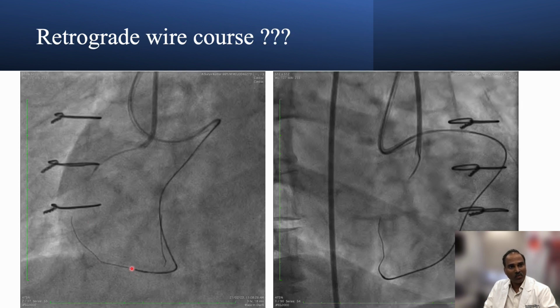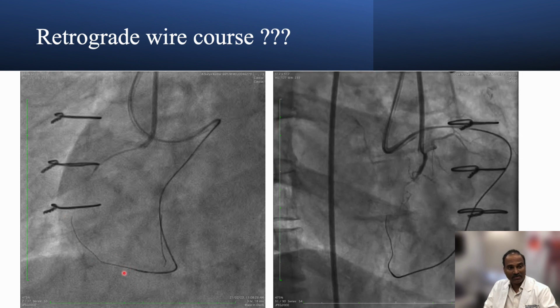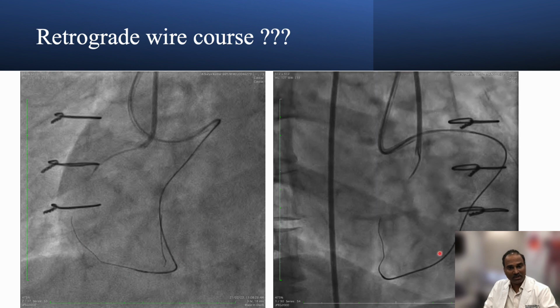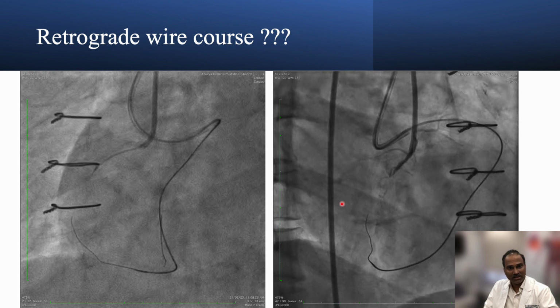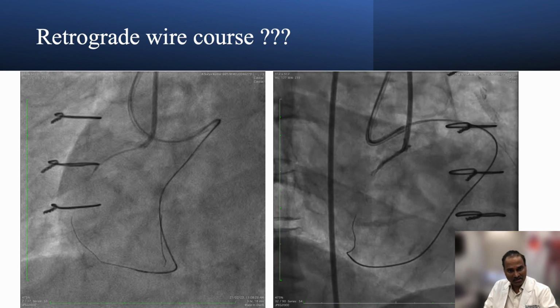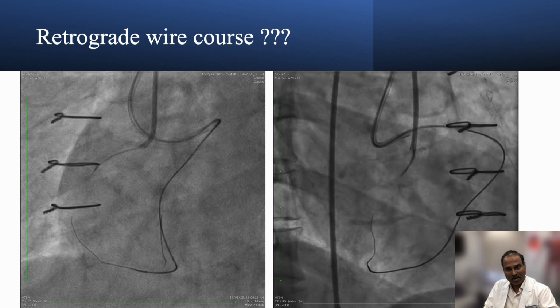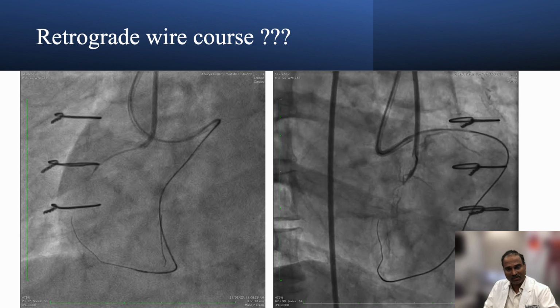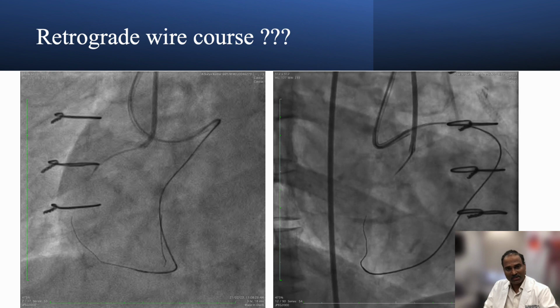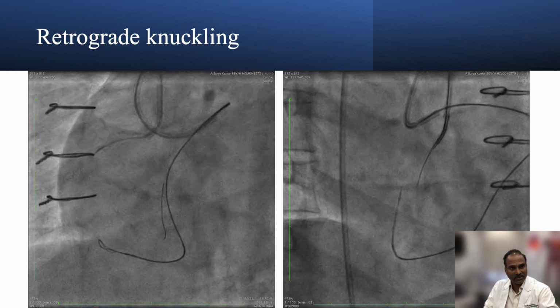So we escalated the wire to, I think, Gaia 2 and then to LADS, and you can see the course of the wire. It appeared as if it is in the RCA in LAO, but when we came to RAO we realized the wire is in the graft. You can clearly see this is the RCA course and the wire is quite posterior to the RCA, and you can also see the movement of RCA versus wire. The movement is desynchronous, which says the wire is in the SVG.